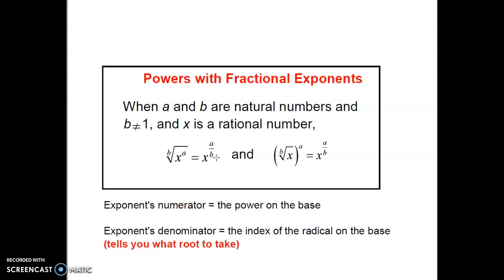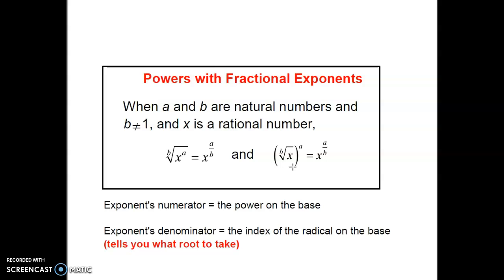We know what b becomes, right? Because that's what we just did in the last slide. B becomes our index, right? Our number in the root symbol. But a, it becomes the power on the base. So it would be x to the power of a. So it's also the same as putting brackets around the root, okay?